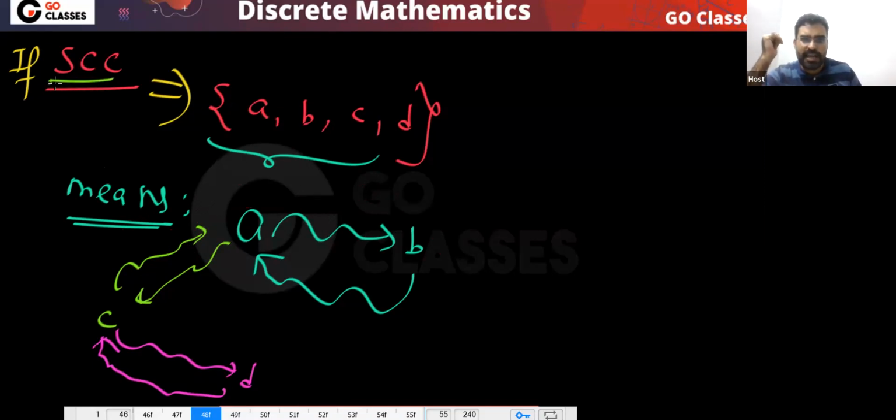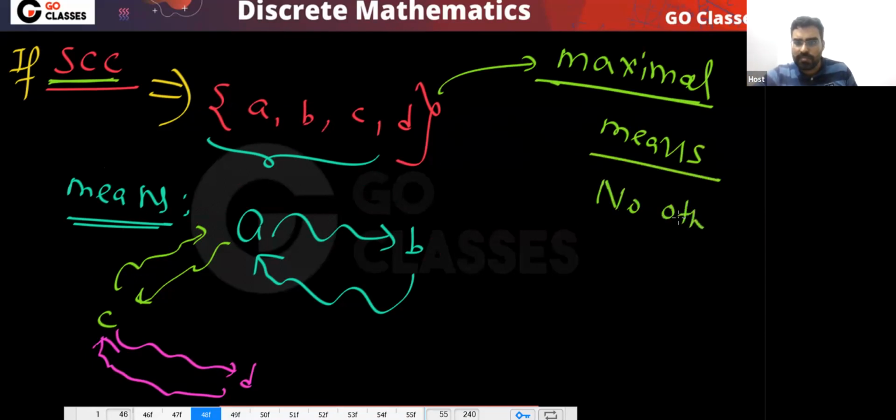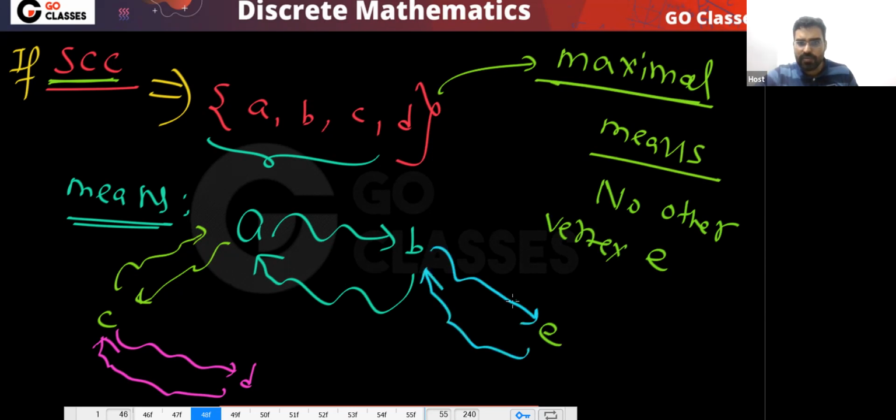And remember, if this is an SCC, then this is maximal also. What does this mean? This means there is no other vertex E such that this will happen. There is no other vertex such that this will happen, so this will not happen.